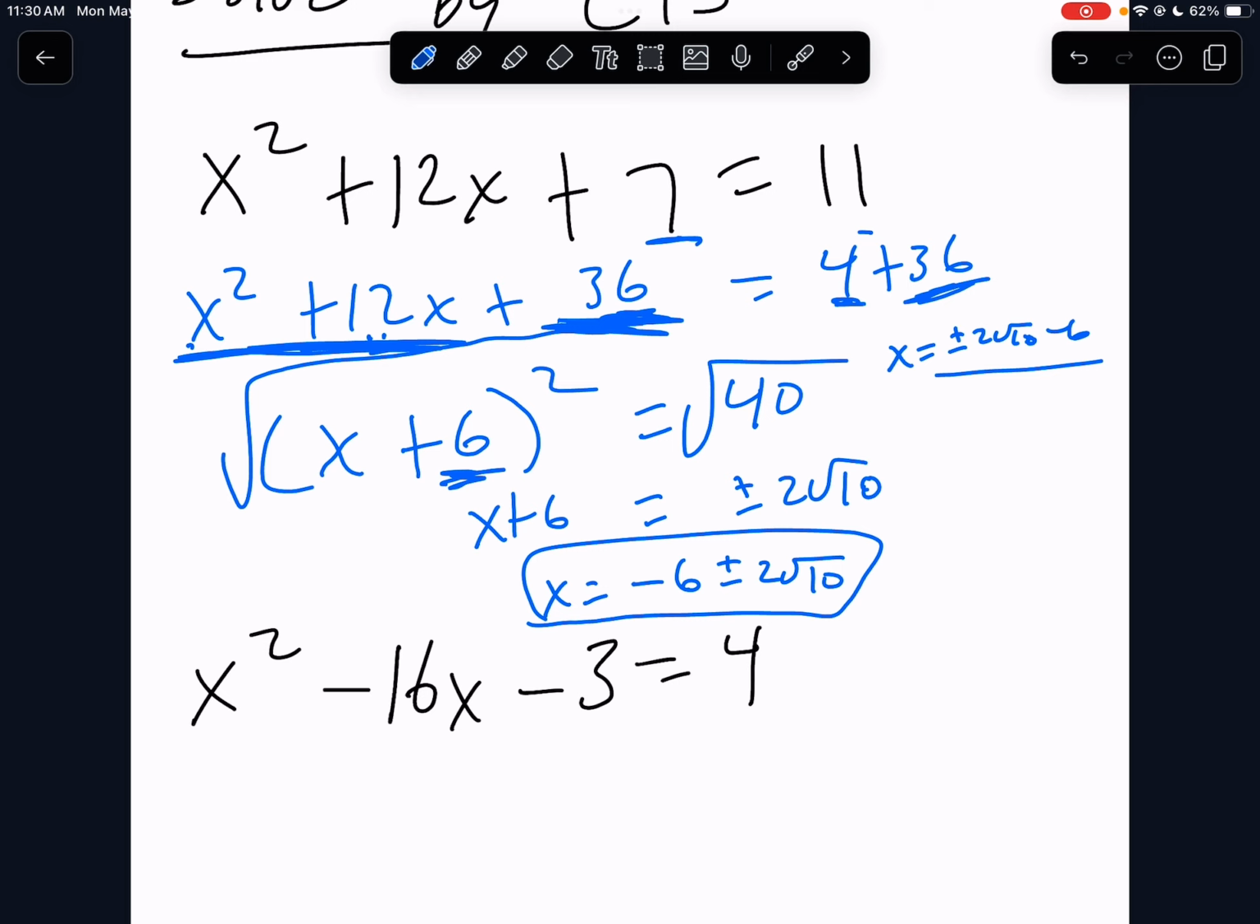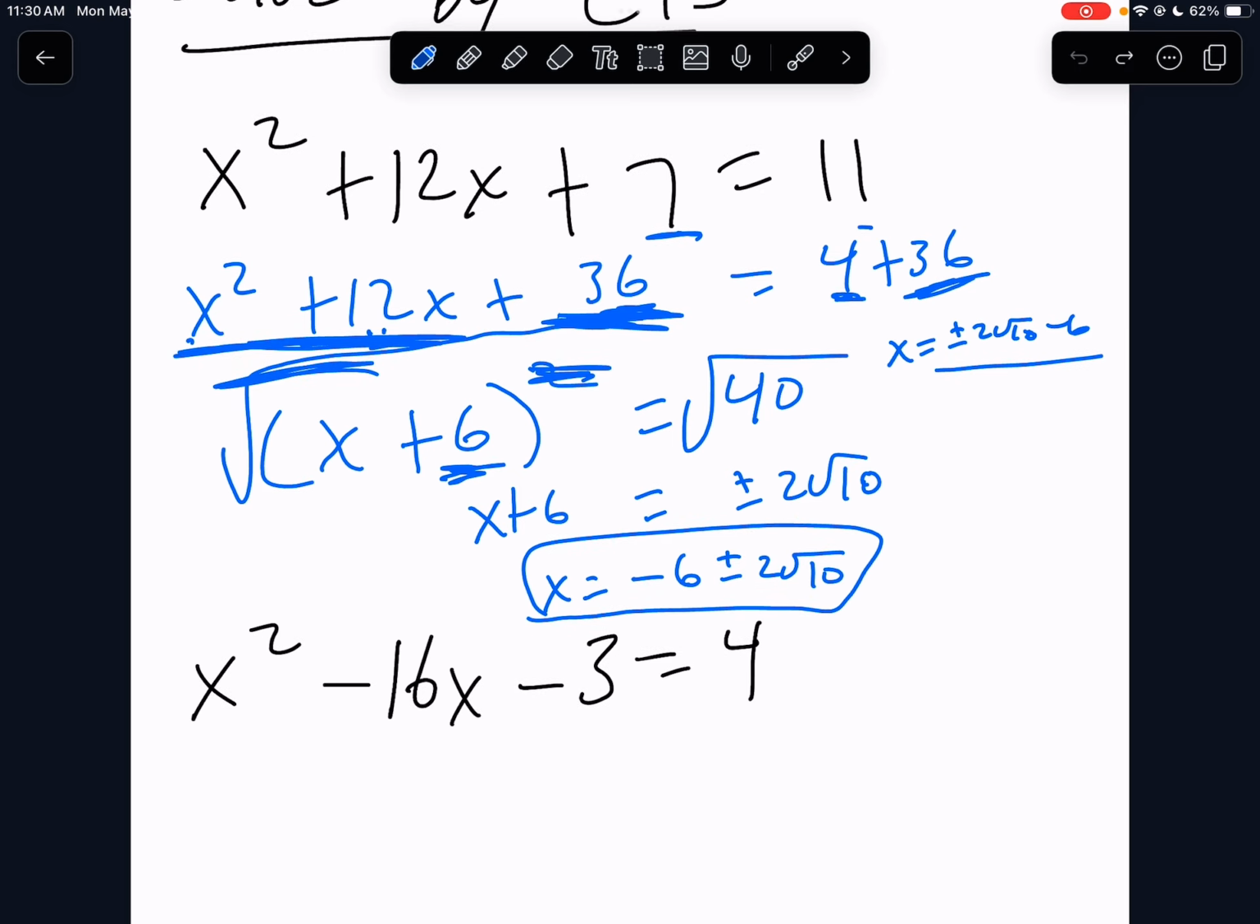Then I have a perfect square. I could take the square root. Well, the square root and the square cancel each other out, leaving me with just x plus 6. The square root of 40 is 2 root 10. Don't forget it's plus or minus. And then last step, I subtracted the 6.